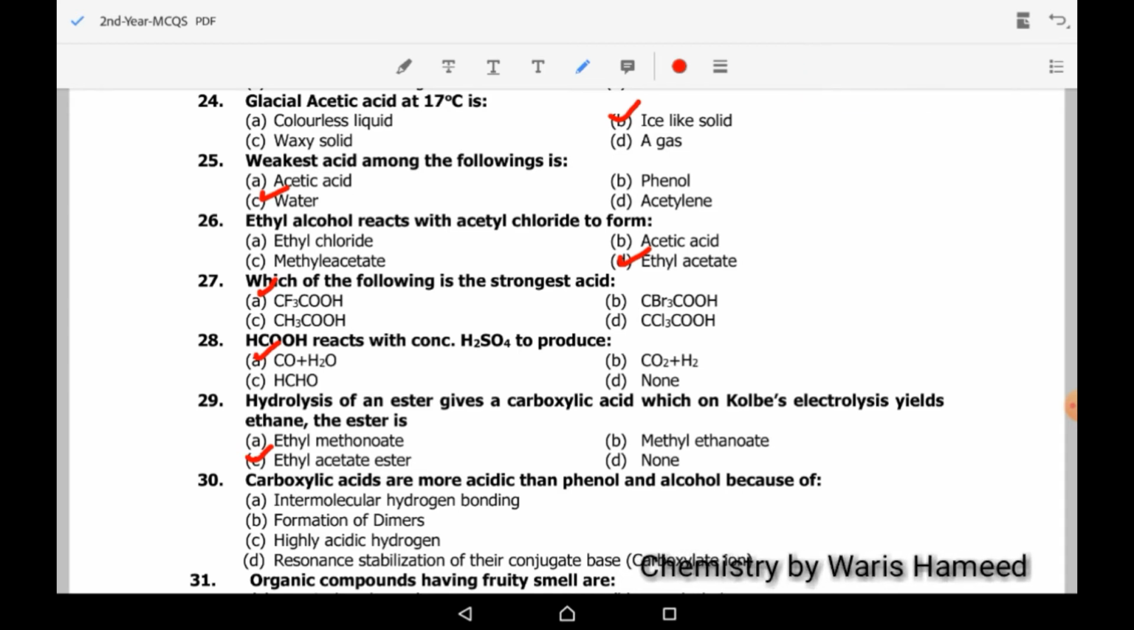30 MCQs. Carboxylic acids are more acidic than phenol and alcohols, and it is due to resonance stabilization of their conjugate base. Acidity of any acid depends upon the stability of its anion, S character, and solvent. Stability of the anion will lead to acidity. In that case, acid will be stronger.